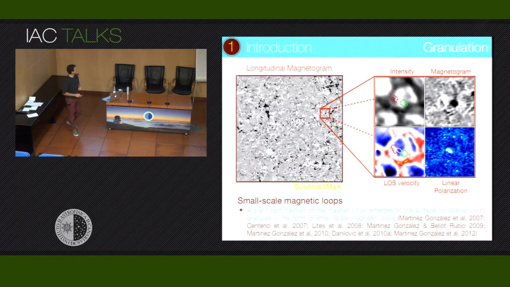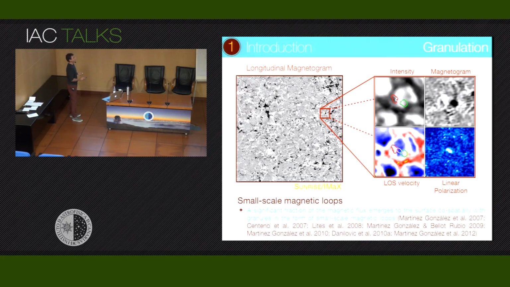Even at smaller scales, at granular scales, in the quiet sun, it has been observed that the flux emerges to the solar surface in the form of small-scale magnetic loops. Here I show an example of one of those small magnetic loops. In particular, I show the intensity map, the magnetogram, the linear polarization, and the line-of-sight velocity map. In the magnetogram, we have two opposite polarity patches. And in the linear polarization map, we have one patch.